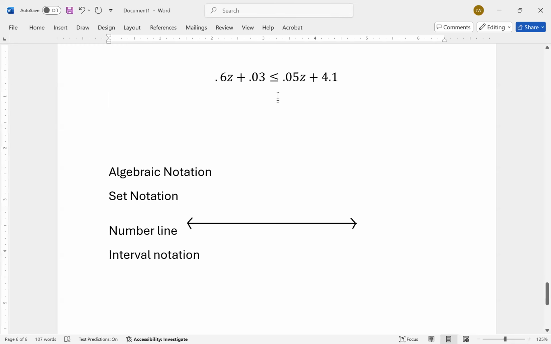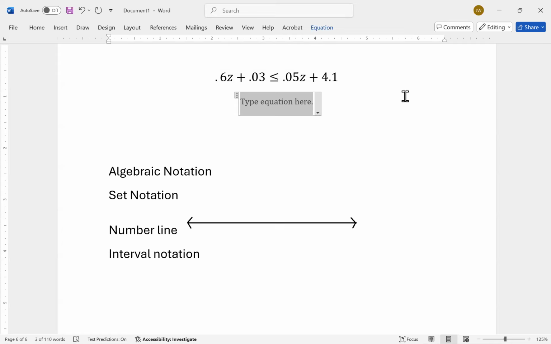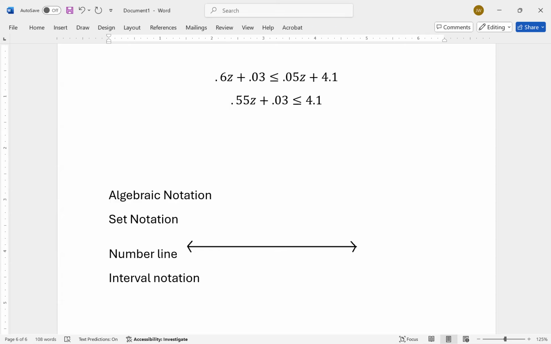For the second example, I don't have as much simplification going on, but I do have decimals, so I have to be careful about how I subtract. Here we're going to subtract 0.05z from both sides. Now, if I do that on the left-hand side, 0.6z minus 0.05z is 0.55 times z. Make sure you get the decimal place correct if we're dealing with decimals. 0.05 is not the same as 0.5.